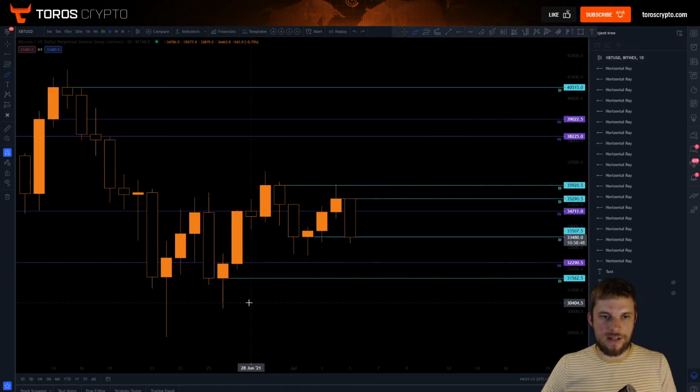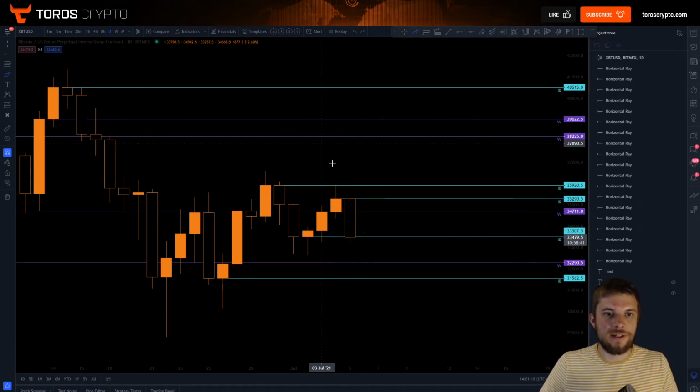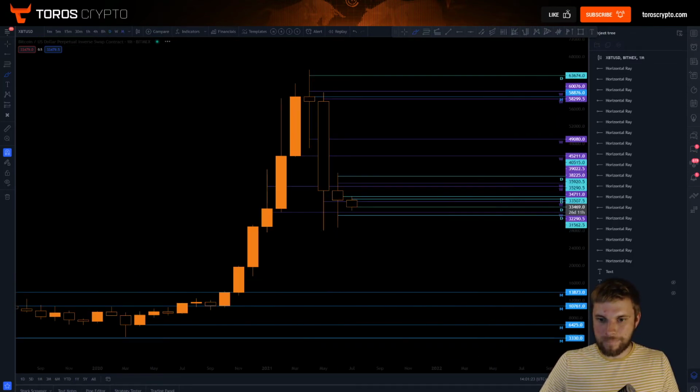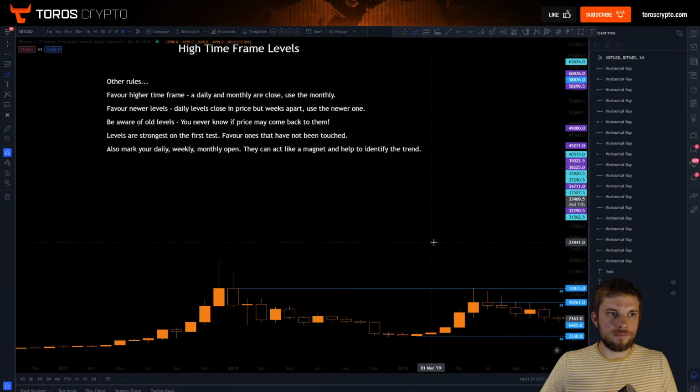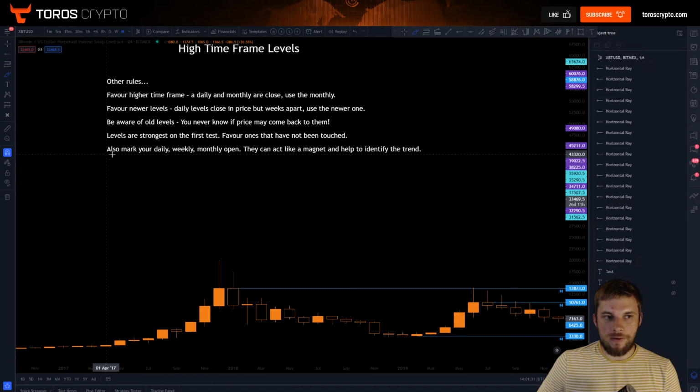And we'll start to have a look at some very recent examples of how you can know how things are strongest the first time they're hit, okay? So again, back onto these rules. The final thing that you want to be doing as well, and this is just part of your general routine when you wake up, is to mark your daily, weekly, monthly open. They can act like a magnet and can help to identify the trend.